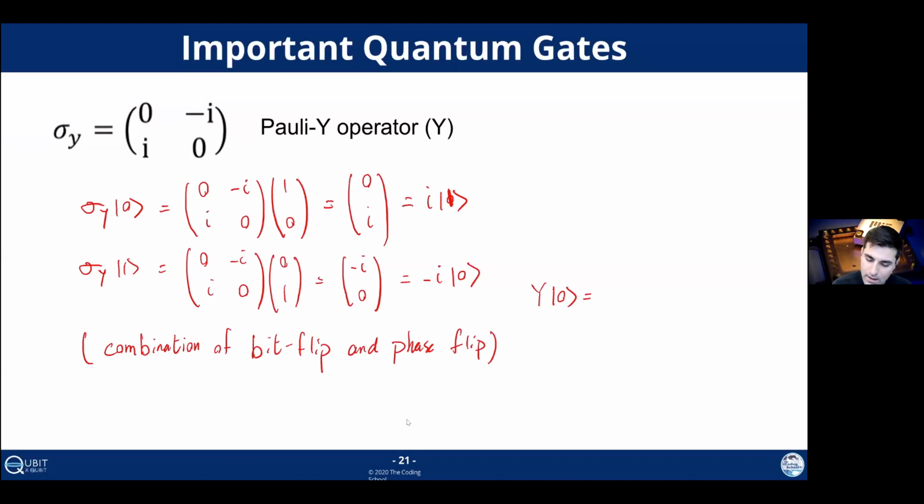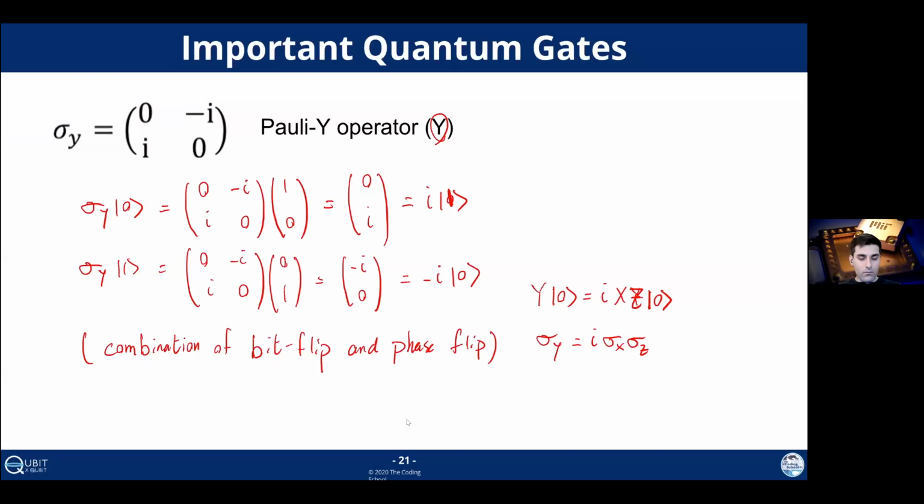Amir, could I jump in with a question I'm getting in the chat? Yeah, go for it. So here we have an I in front of the 1 and a minus I in front of the 0. Are those global phases? And if so, could we ignore them? So in this case, yes, they are. And again, this is similar to the negative that we got when applying the Z operator to 0 and 1. Now, where things become interesting is when you apply this Y operator to not 0 or 1, but a superposition. Because then, of course, this phase will matter.